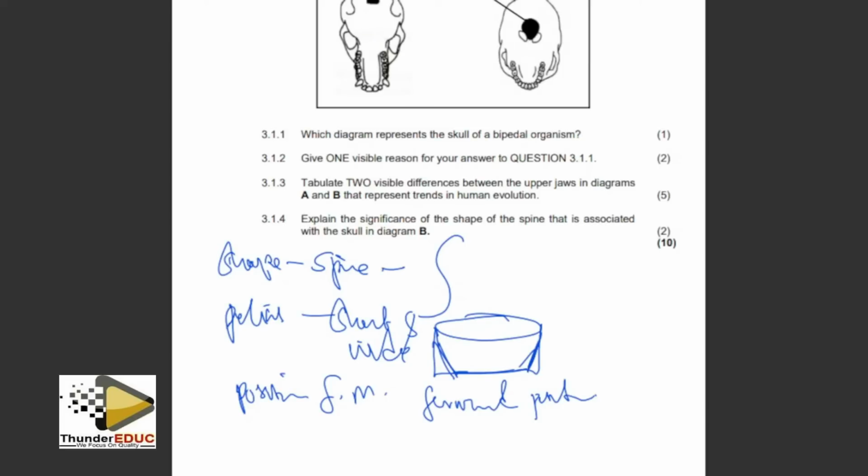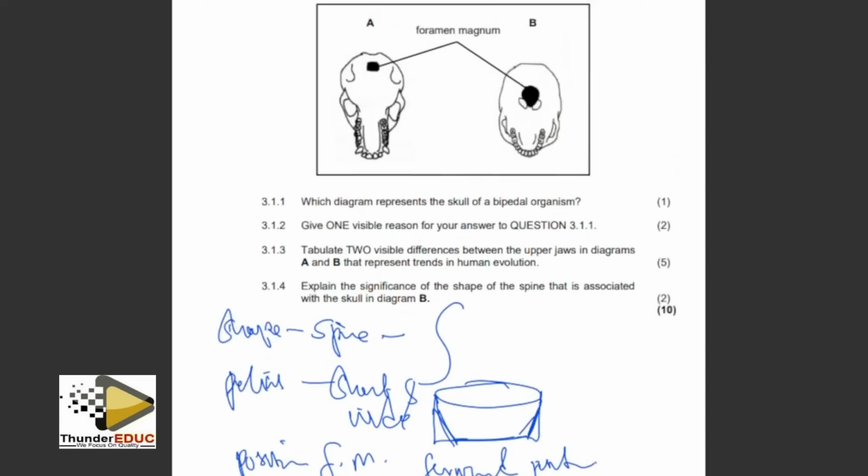Then the next question is tabulate visible. They are saying visible. Don't bring about anything else. Visible difference between the upper jaw and the lower jaw of A and B. Check upper jaw, lower jaw. They're only looking for this. You see, in most cases now when we bring these, you have to know the differences.